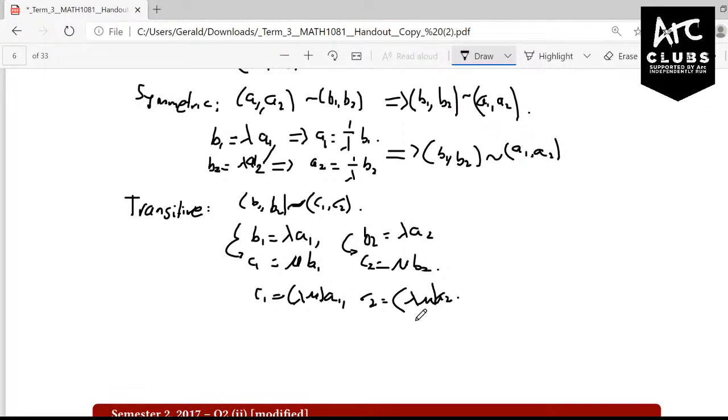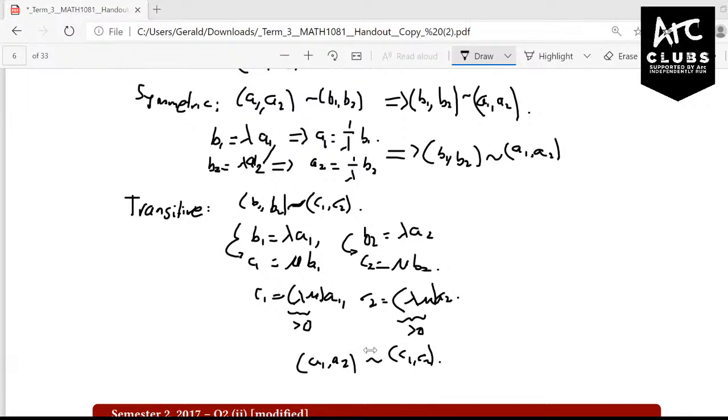So from these two expressions, we conclude that because lambda and mu must be positive, the product must also be positive. And so that means that A1, A2 must be related to C1, C2. And so we have proven transitivity.